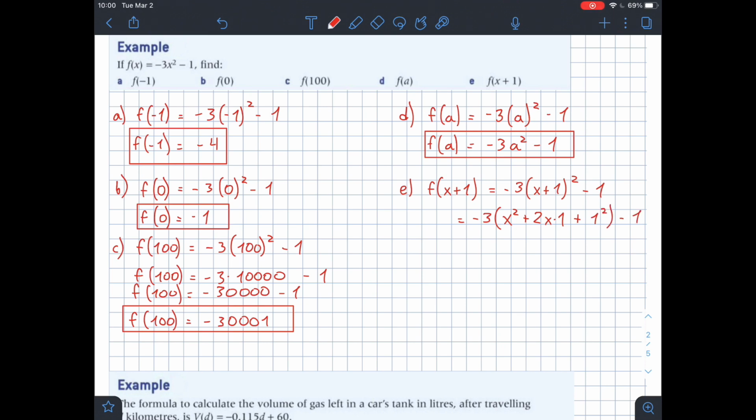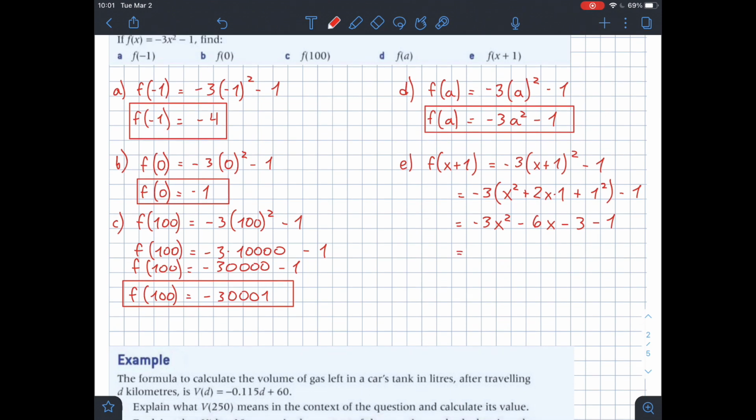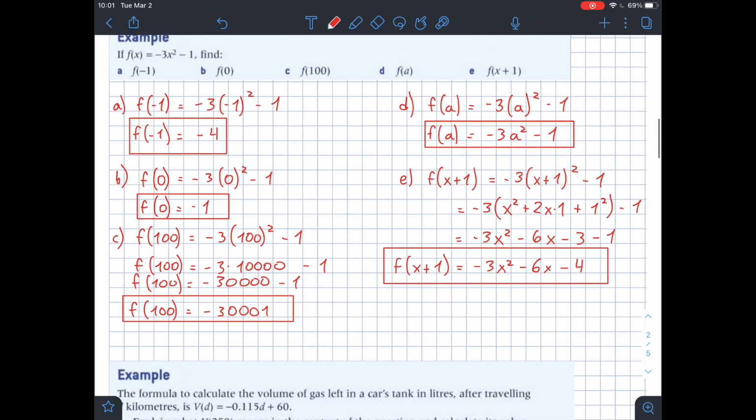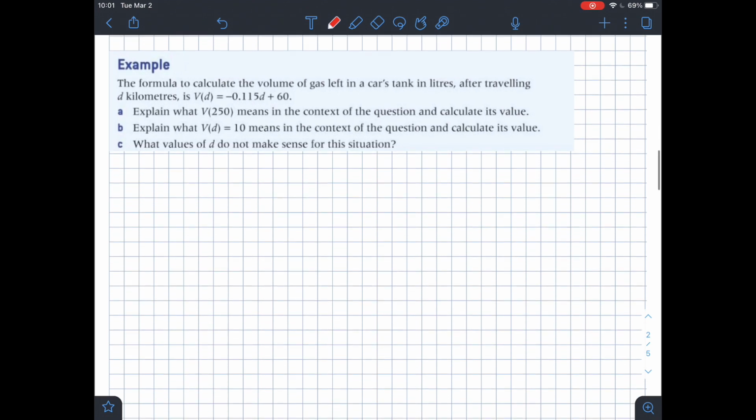1 squared minus 1. So if we organize this, this would be negative 3x squared minus 6x minus 3 minus 1. I hope I'm not making any mistake here. So this is negative 3x squared minus 6x minus 4. And this would be f of x plus 1. This is our final answer for this exercise. I hope this is getting clear for you people. Let's move on to this example, which is a word problem.